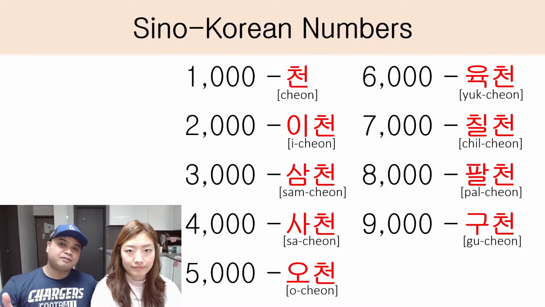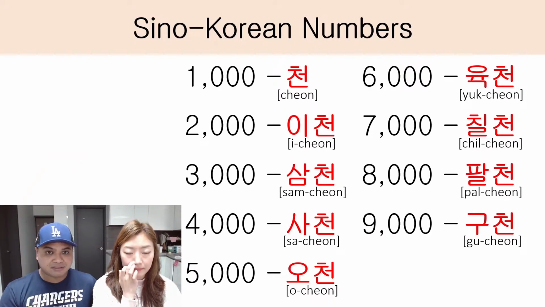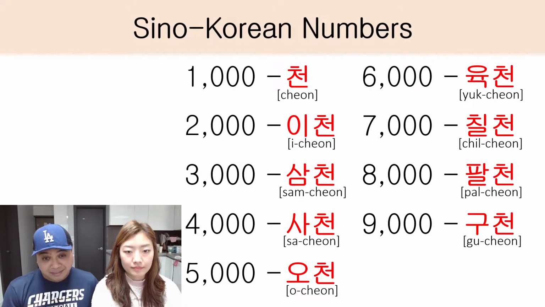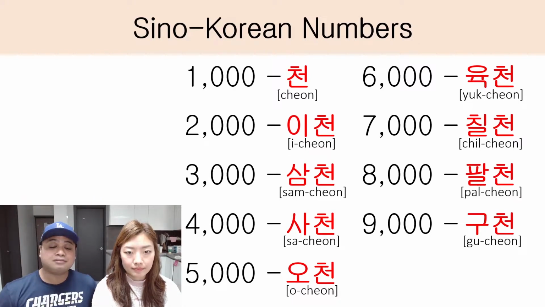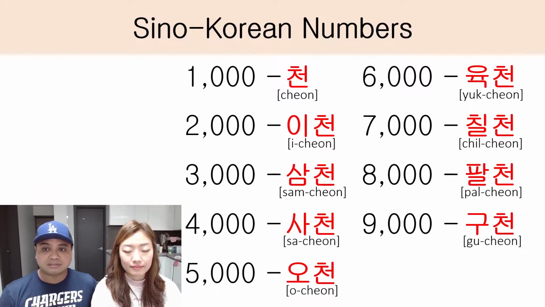And the same thing with 1,000, all right? So to say 1,000, it's chun. And then if you want to say 2,000, 3,000, 4,000, you do the same thing. You put the 2 first and then the 1,000. So ichun, samchun, saochun, ochun, yukchun, chilchun, paochun, and guchun.